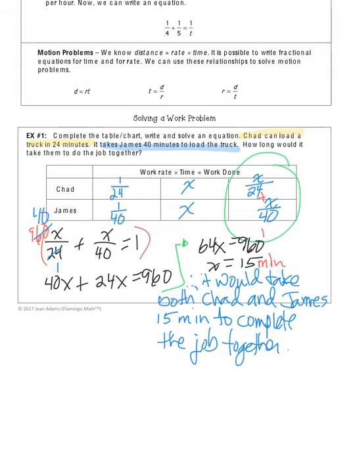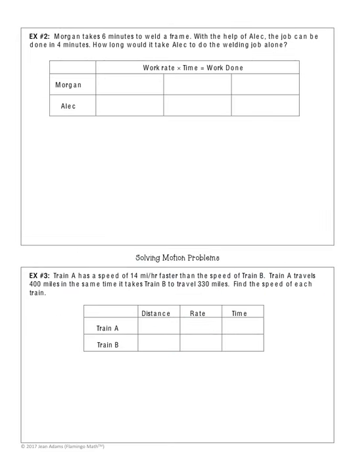All right, so let's look at example 2. Let's read our problem. Morgan takes 6 minutes to weld a frame. So here we go. Here's Morgan. And that gives us her work rate. So that would be 1 over 6. And then we've got, with the help of Alec, the job can be done in 4 minutes.